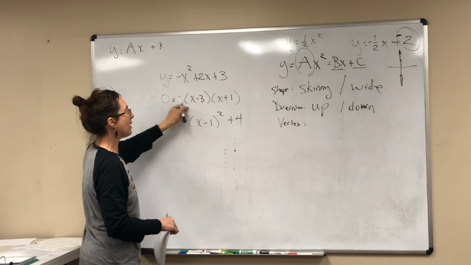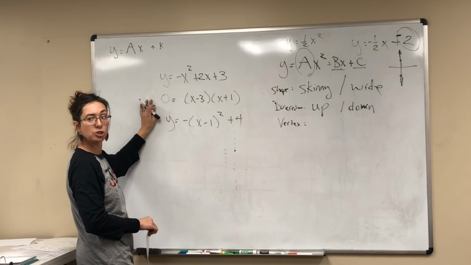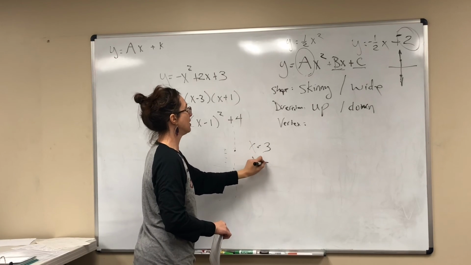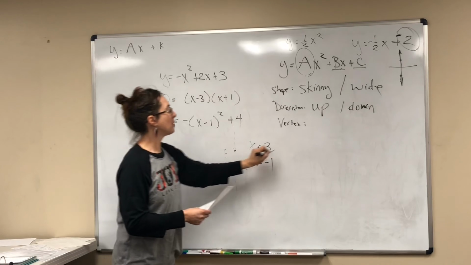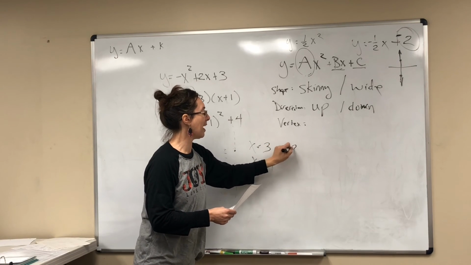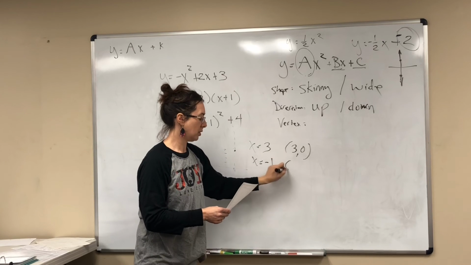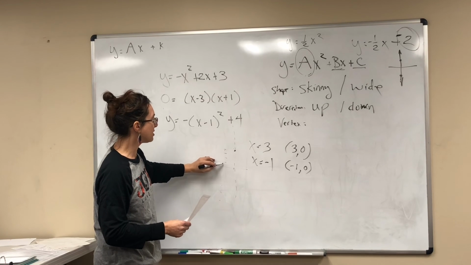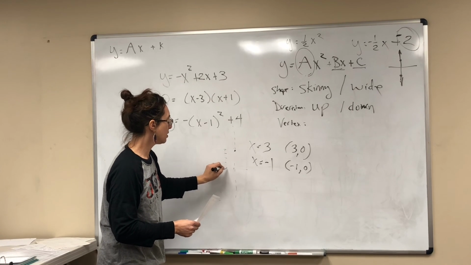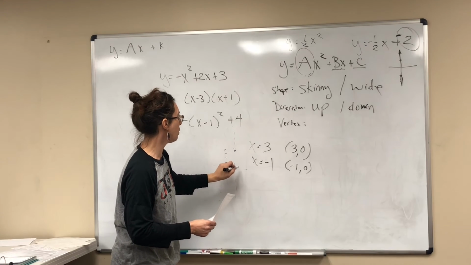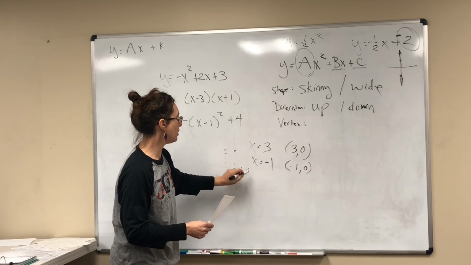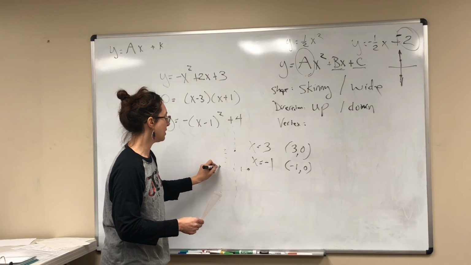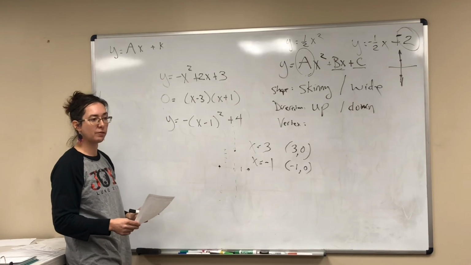So now I set each of my factored forms to 0. This is how we solve them. So x equals 3 and x equals negative 1. Okay, so that would be a solution. When x equals 3, y is 0. When x equals -1, y is 0. And I already have my vertex here at 1, 4. So now I have 3 points on my graph.